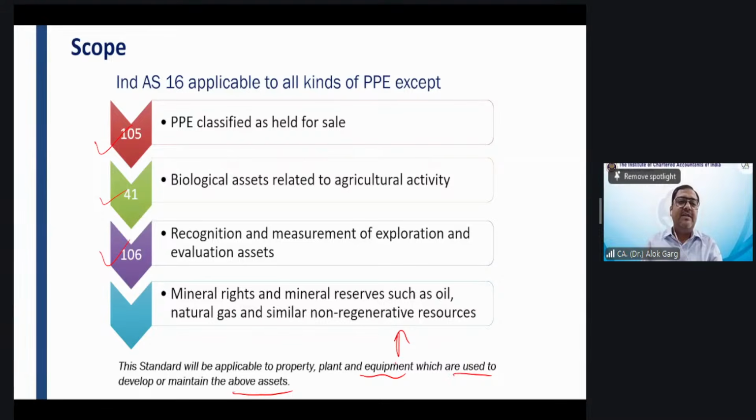Sai Kiran is asking, sir, for livestock, no depreciation. You are absolutely right, because you cannot say this cow will die in 10 years. So generally on livestock, there is no depreciation. But it is subject to impairment losses. It will continue at carrying value only until it is derecognized.